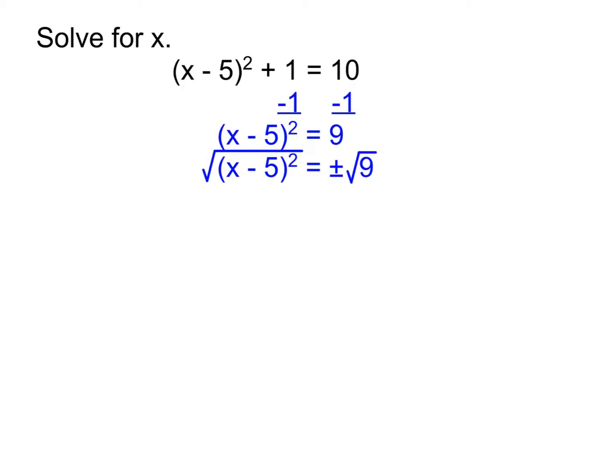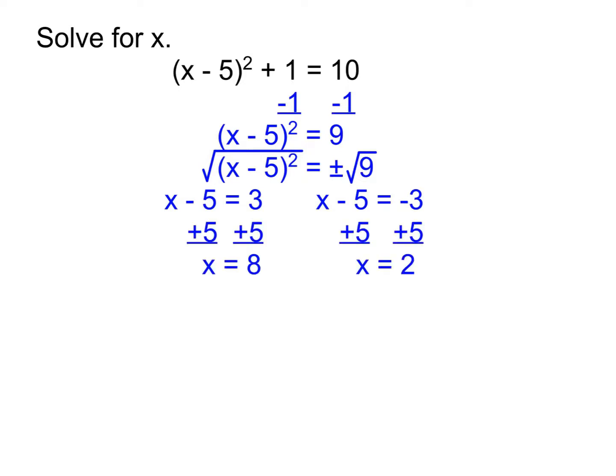When I take the square root on the left side, it just cancels out the squared, so I'm left with x minus 5. The square root of 9 is 3, and again it's plus or minus, so I got x minus 5 equals 3, and x minus 5 equals negative 3. Solve each of those, which means moving the 5 over to the other side. So if I add 5 to both sides on both equations, I get x equals 8 and x equals 2 for the final answer.